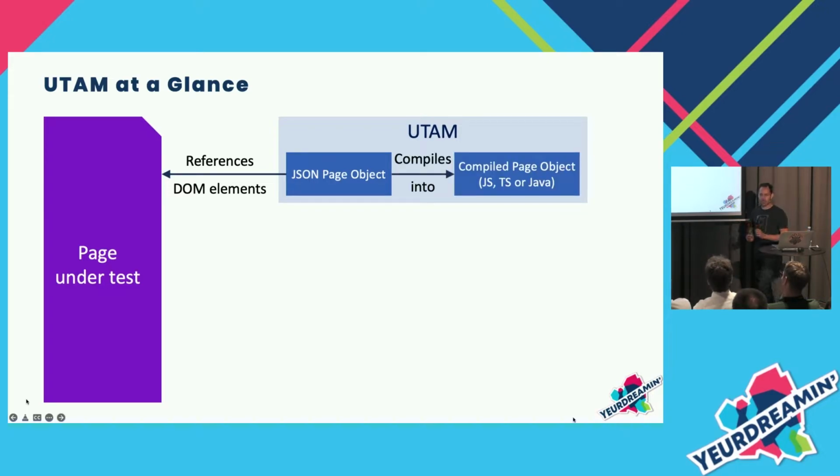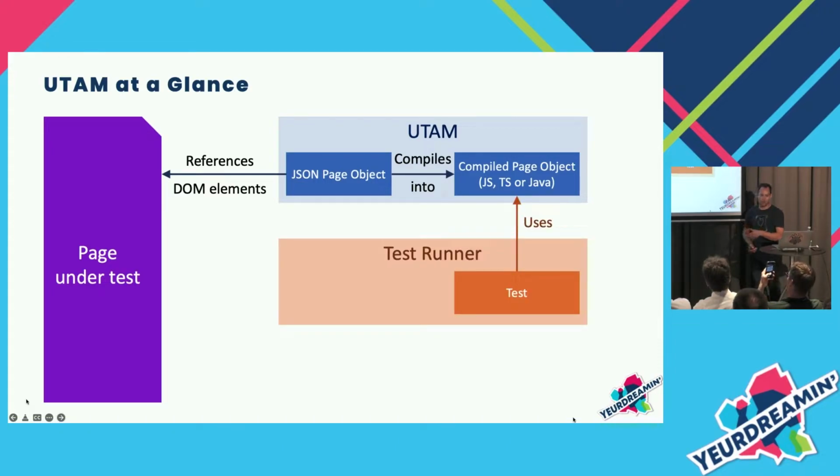And the power of UTAM is that it will transform these JSON page objects into programmable objects. So it will compile those page objects into multiple languages. UTAM has support for 3 languages right now. It supports JavaScript, TypeScript, or Java, so you can write your end-to-end tests in the language of your choice. But it also starts with just JSON. And once you transform this JSON into classes or objects that you can manipulate, you can then plug in your test runner. So WebDriver.io or Selenium again. And these test runners will use the generated objects from UTAM to run your tests.